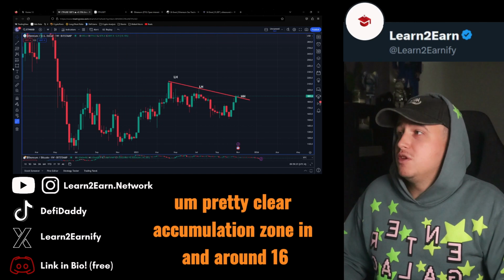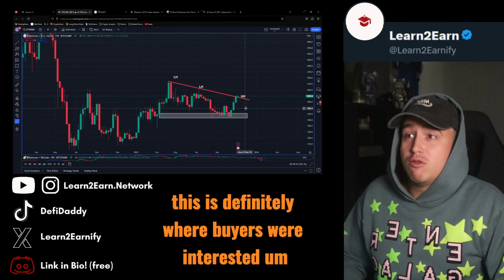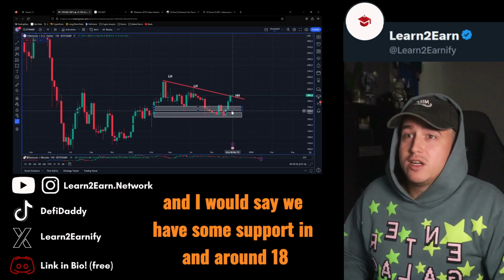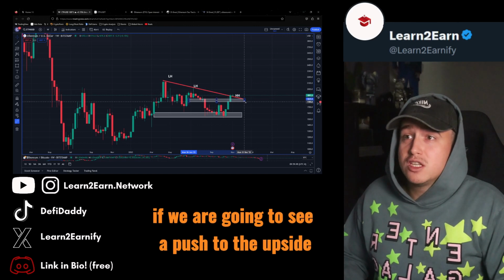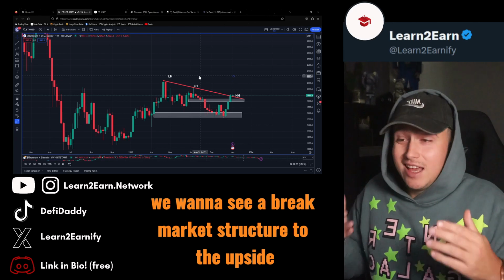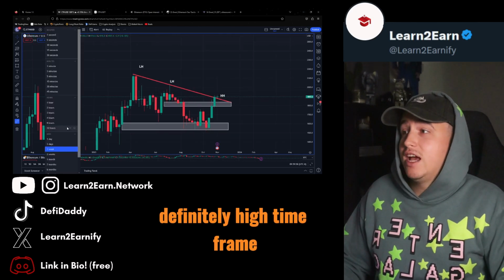Pretty clear accumulation zone in and around 1600, I would say. This is definitely where buyers were interested. And I would say we have some support in and around 1800, but ultimately if we are going to see a push to the upside for Ethereum, we want to see it break market structure to the upside, and that's what we're seeing right now. This is the weekly time frame, definitely a high time frame.